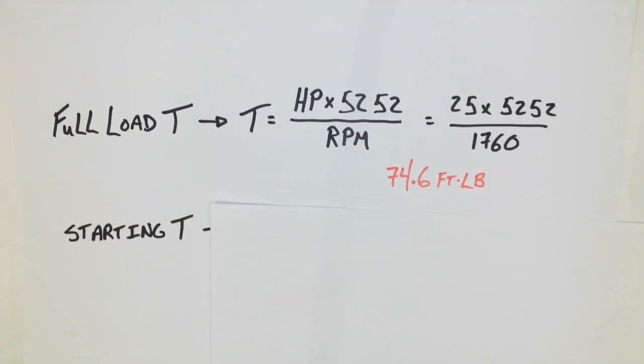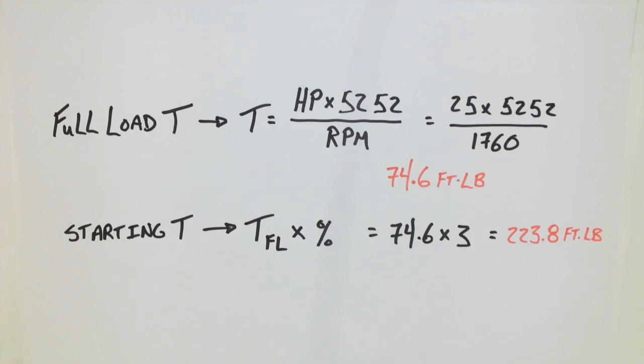The next item we're going to look at is the starting torque, and the starting torque is actually a very basic calculation based on the percentage given in the question. These are general numbers and general percentages that are usually based on the design of the rotor of that specific motor. So for our installation, we have the full load torque times the percent, and the percent given in the question was 300%, so 223.8 foot-pounds of torque would be available at start.